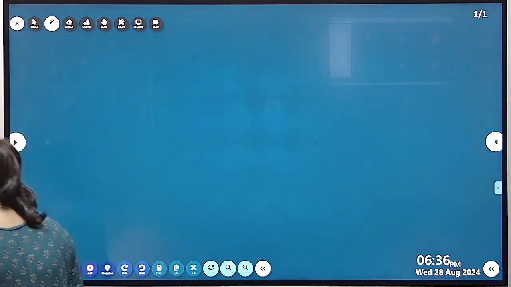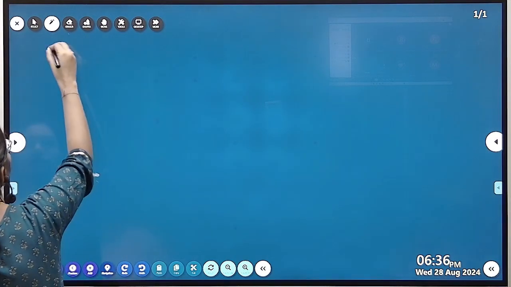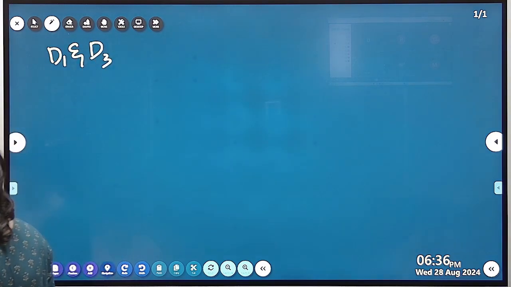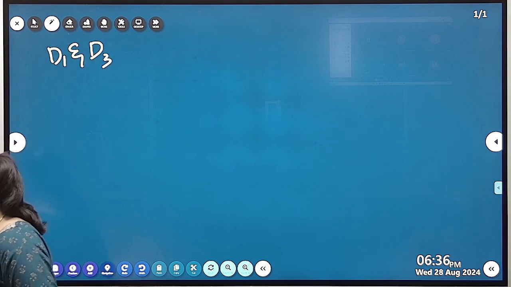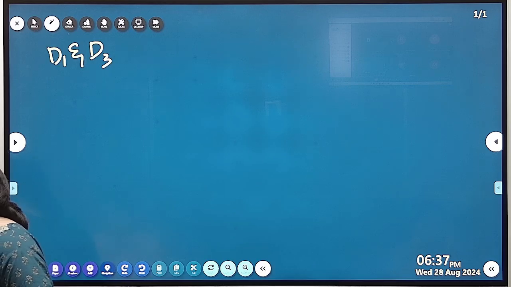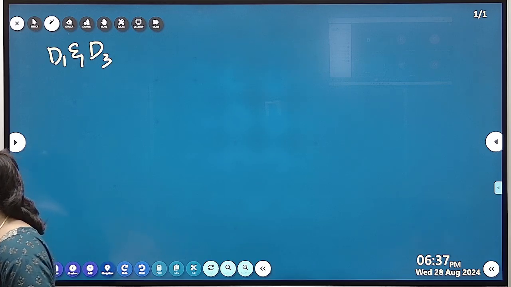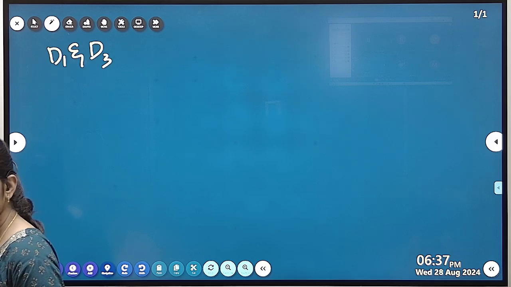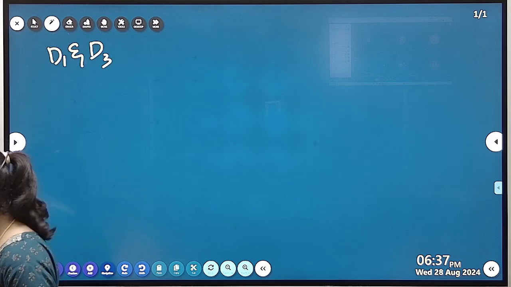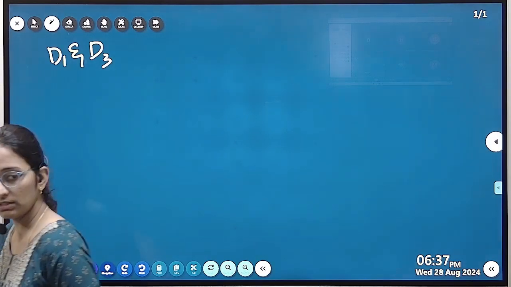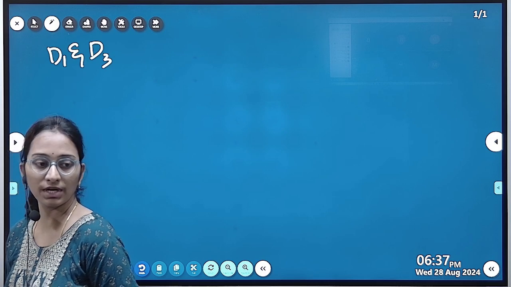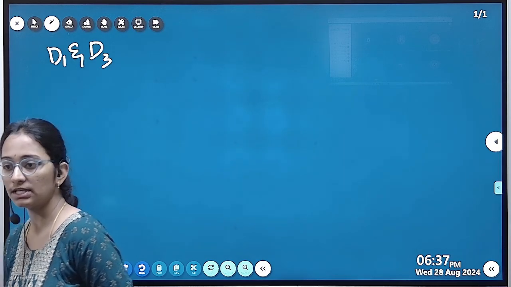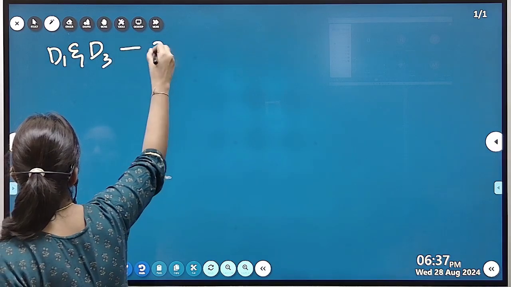Okay, so first one, what they are taking in the question, D1 and D3. Tell me the distance between D1 and D3, how much is it? Go to the layout given in the question. D1 to D2 is 1. It is moving one step forward, and next D2 to D3 is 1. So what's the distance? 2. So the distance is 2.